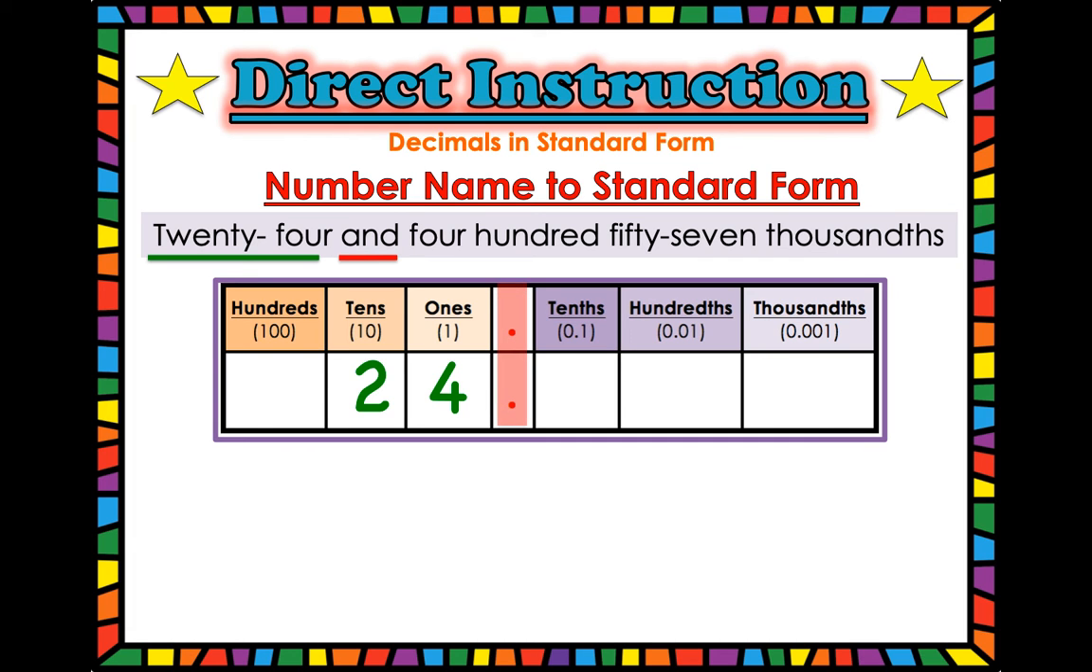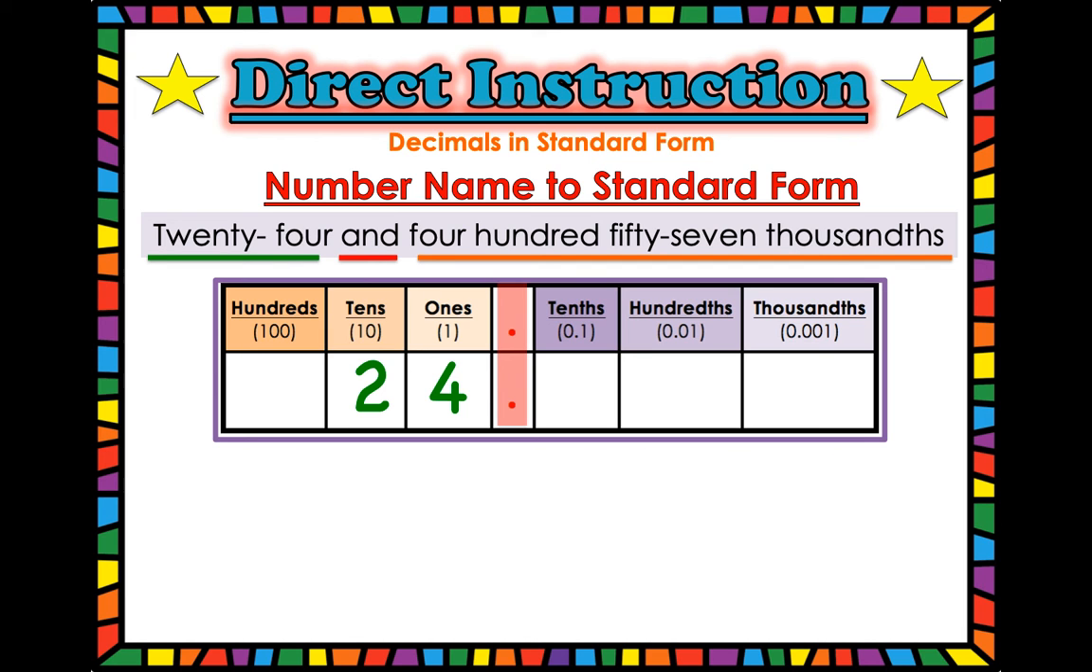Okay. And then we have 457 thousandths, which is going to end in the thousandths place, right? So 4 will be in the tenths, a 5 will be in the hundredths, and the 7 will be in the thousandths.